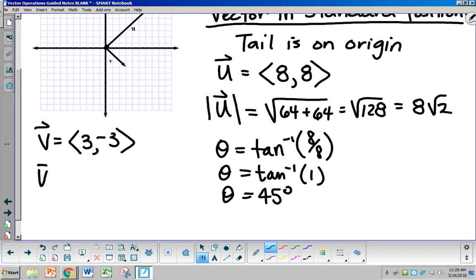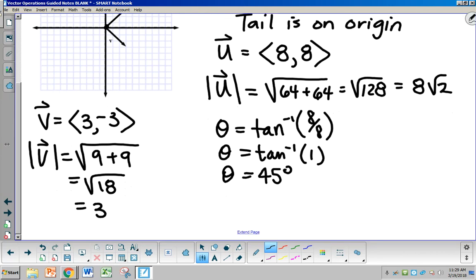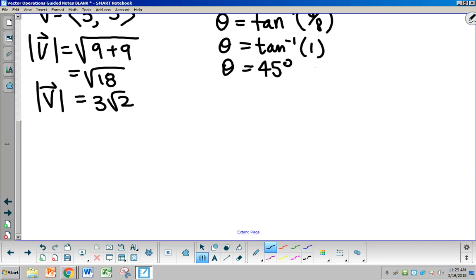What is its magnitude going to be? It's going to be the square root of 9 plus 9, which is the square root of 18, which happens to be 3 root 2. And what is its direction? South. Okay, so we could say that theta is negative 45 degrees, or if we want to remain positive, that's right, 315.